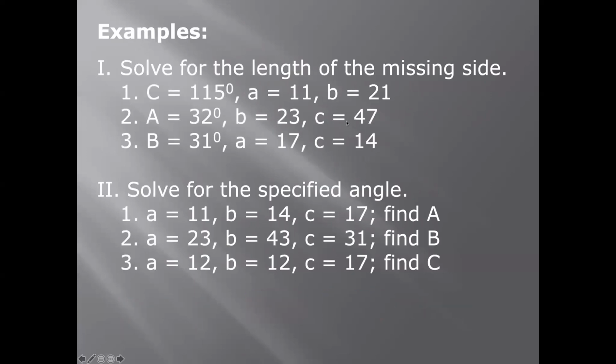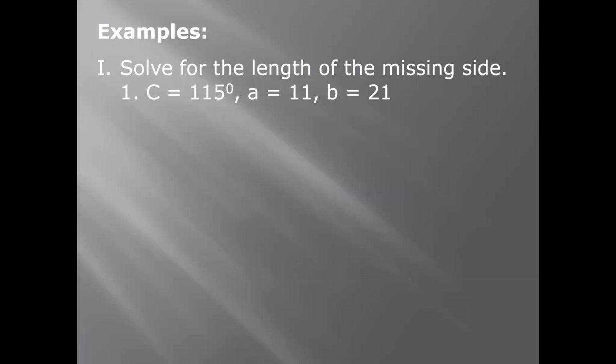Now let us use those formulas in solving for these examples. Let me just solve for number one of both sets. In the first set, we want to solve for the length of the missing side, while in the second set, we want to solve for the specified angle. So let us just answer one example from each set, and the other examples, you can try on your own. Okay, so let us solve for number one.